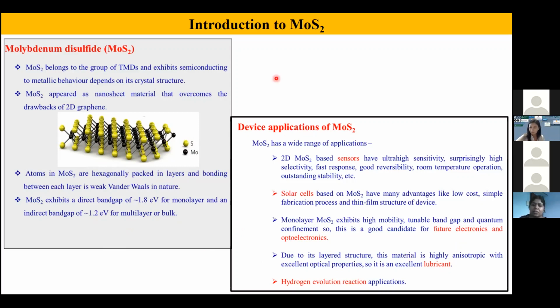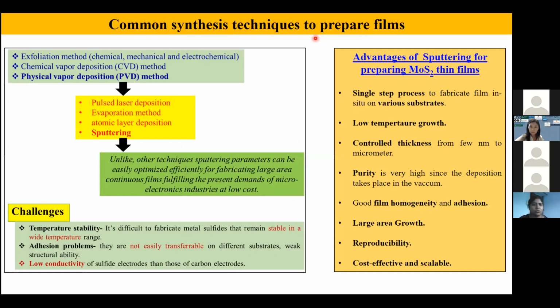So for the synthesis of MoS2 thin films, a good quality thin film is very important. Here we study how to optimize very good thin films. Common synthesis techniques to prepare MoS2 films are either the exfoliation method or chemical vapor deposition, and in very few literature only the physical vapor deposition techniques have been studied. But there is a disadvantage of these methods. The exfoliation method has very poor adhesion of the film, and chemical vapor deposition requires a very high temperature. So we report how to solve this problem.